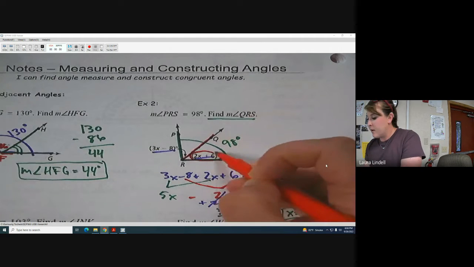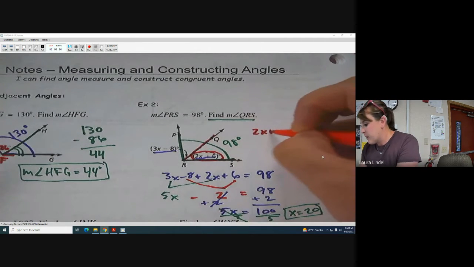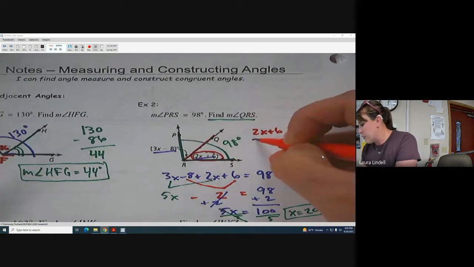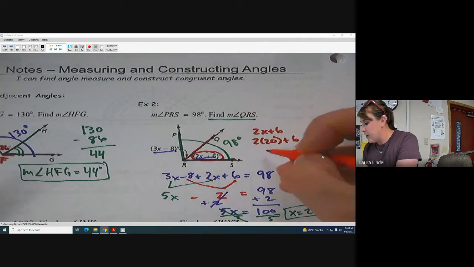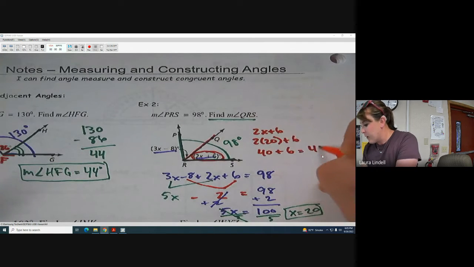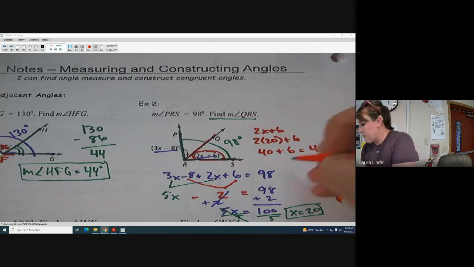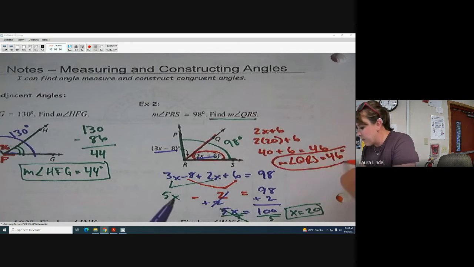this expression, the 2x plus 6, is what represents that angle. So with 2x plus 6, I'm going to plug in x is 20. So I'm going to go 2 times 20 plus 6, which is 40 plus 6, which is 46. So that tells me that the measure of angle QRS is 46 degrees, and that is my full final answer.